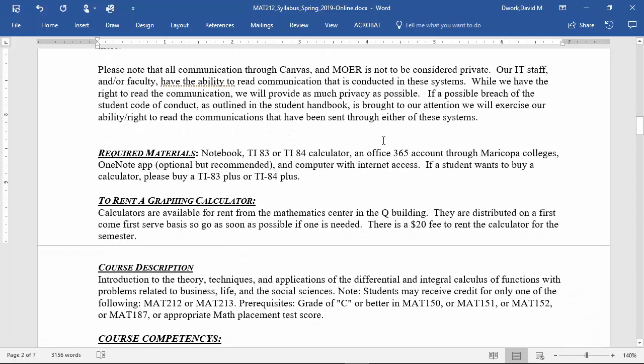Let's see, required materials. You must have something to take notes on, right? I have those pages. You can print them and do them there. TI-83, TI-84 calculator.